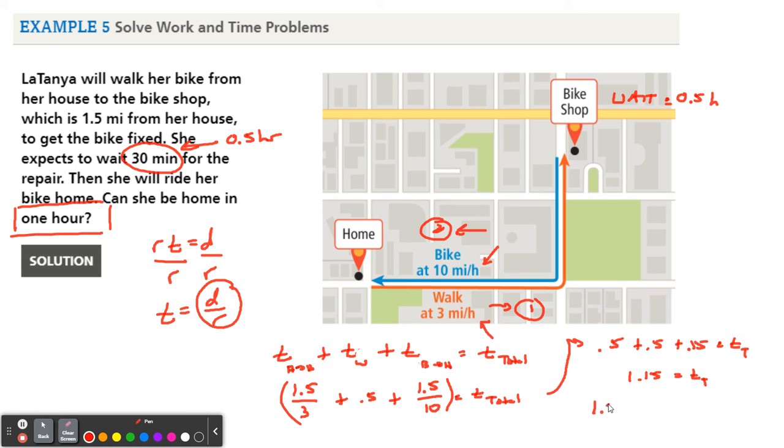Well, 1.15 hours is more than 1 hour. So no, she did not get all this done within an hour. Okay, she cannot be home within an hour. No. Okay. So again, this is our main answer, no.